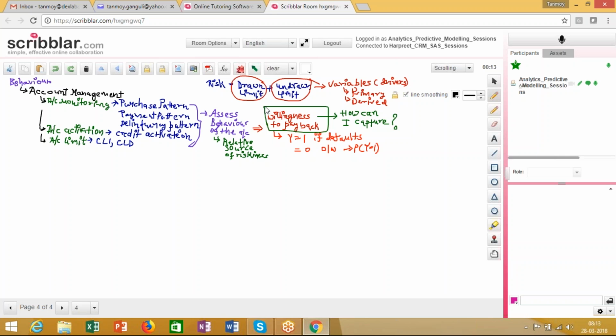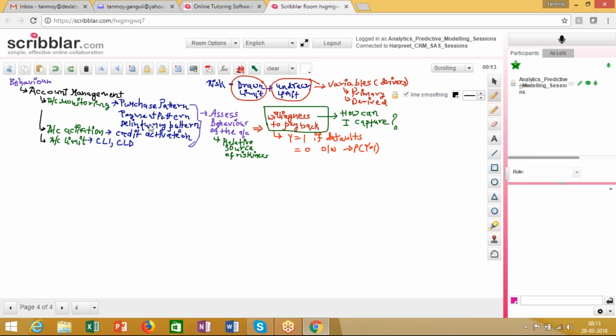So given this, the question that comes out is how I can actually capture this willingness to pay back. And if I want to capture this willingness to pay back, what I also need to assess is the riskiness of the borrower. So how risky is a borrower? What are the core sources from which riskiness arises?